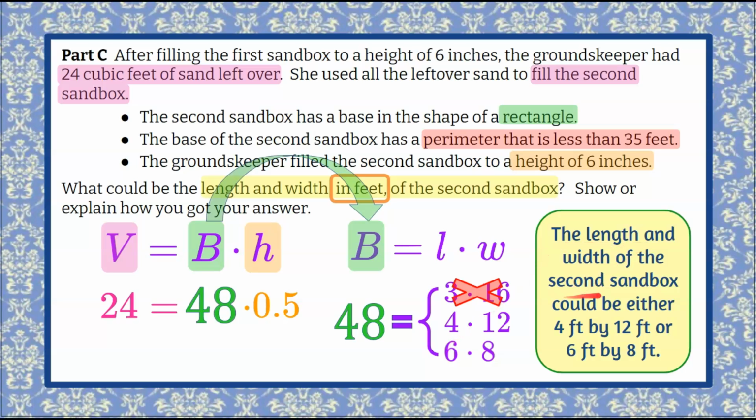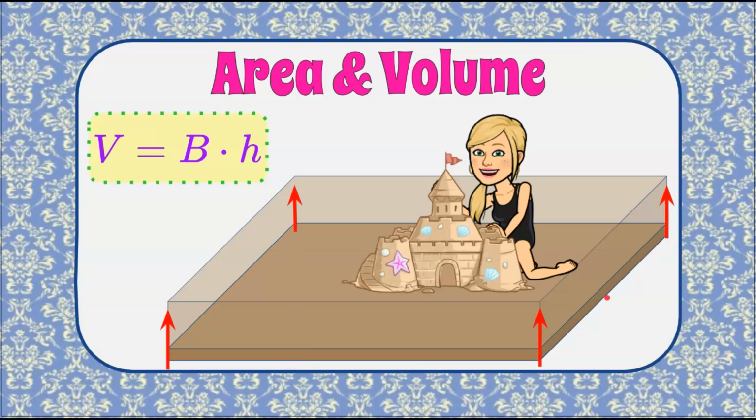So the length and width of the second sandbox could either be 4 feet by 12 feet or 6 feet by 8 feet. And there you have it. That is how you find area and volume of a square, a rectangle, or of a prism, volume of a prism.